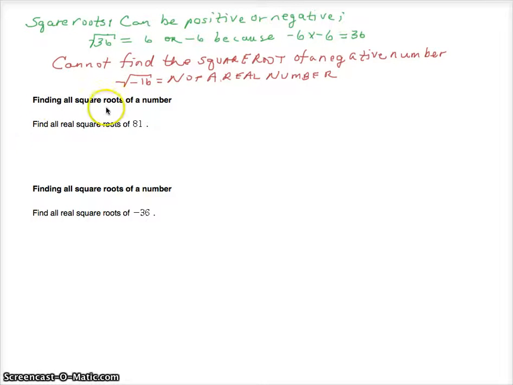So let's find all of the square roots of a number. So here it says, find all the real roots of 81. So this means all of the real numbers, positive or negative, of the square root of 81. So what number times itself gives us 81 is what we have to think. So let's think of our math facts real quick. And we should know that 9 times 9 equals 81. So 9 times 9 equals 81. So the first real root is 9.